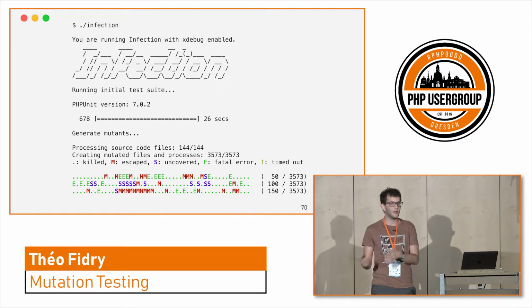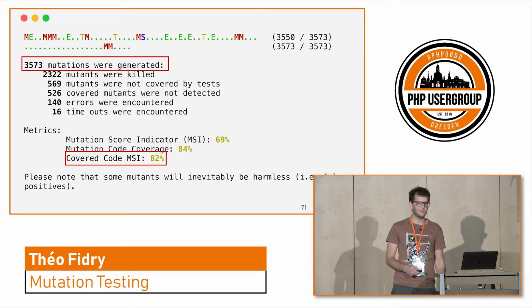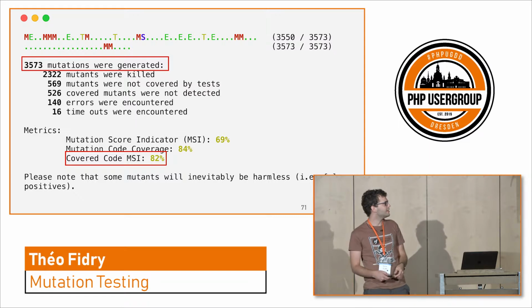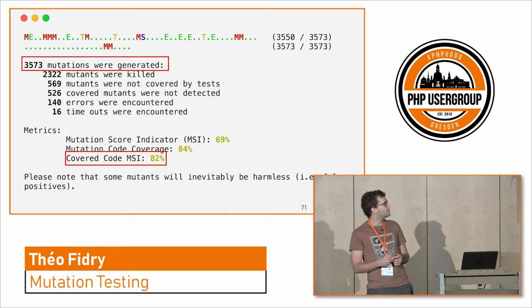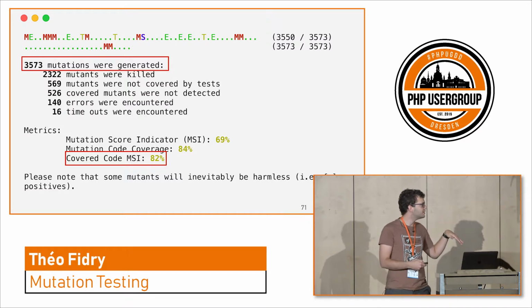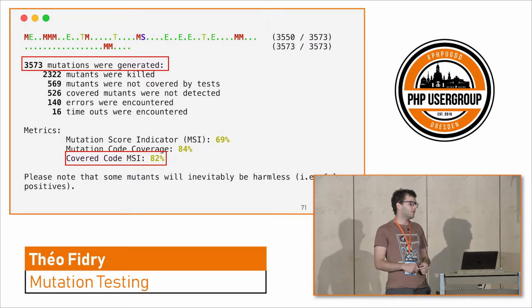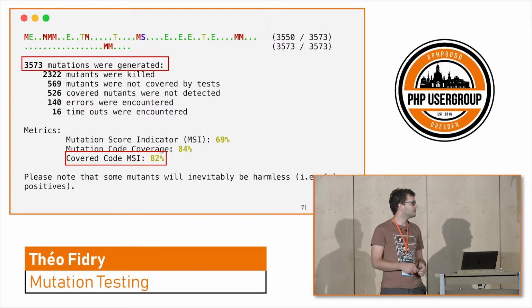They're basically being killed or not. It's just when they're not killed, we tell what happened. So I skip the big middle bit because there's nothing interesting in it. But then in the end, you have that summary where you see the number of mutants and you get the breakdown of how many of them were killed, how many were not covered by a test or covered but they escaped. And what really interests you here is the covered code MSI.